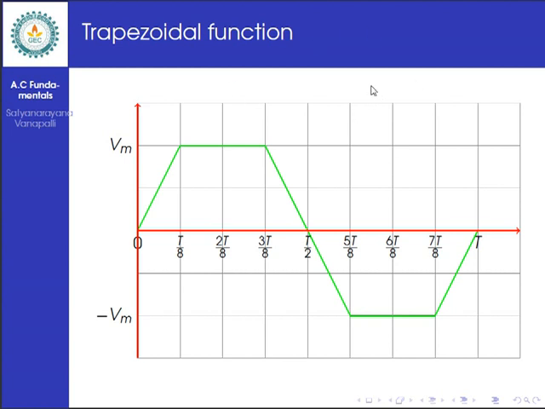So in this class I explained to you the definition of periodic function and examples for periodic function. A sinusoidal function is periodic in nature, and the terms that are associated with periodic function are cycle, time period, frequency, phase difference, and angular frequency, and the shape of the periodic functions.